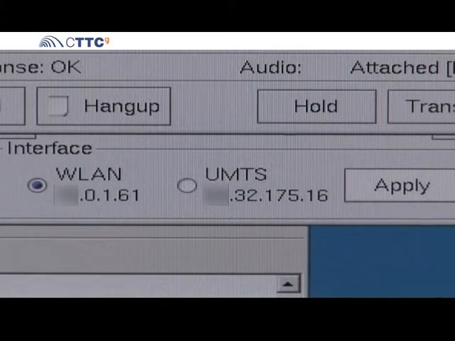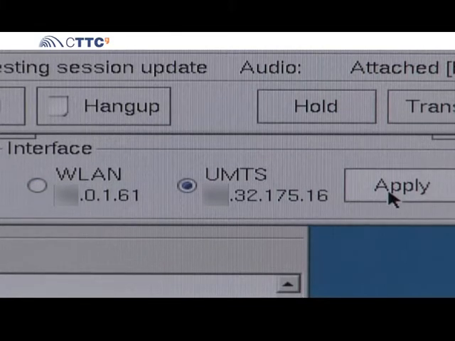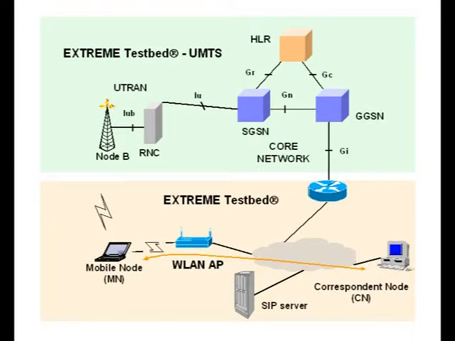Now let's switch to the UMTS network. The handoff time is small enough to make the glitch in the voice flow received by the mobile node almost unperceivable.